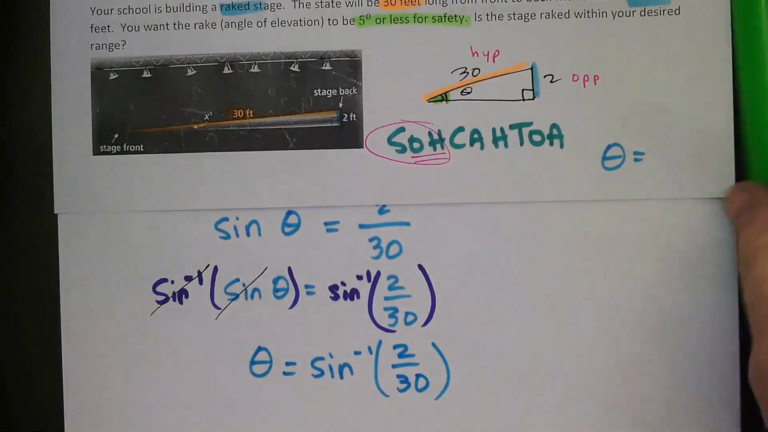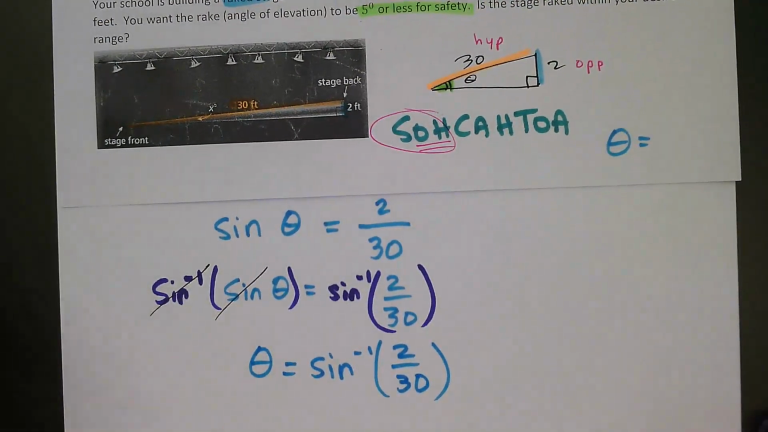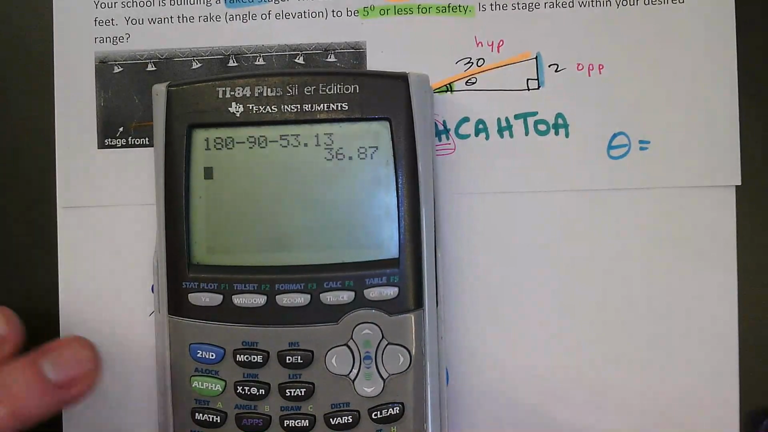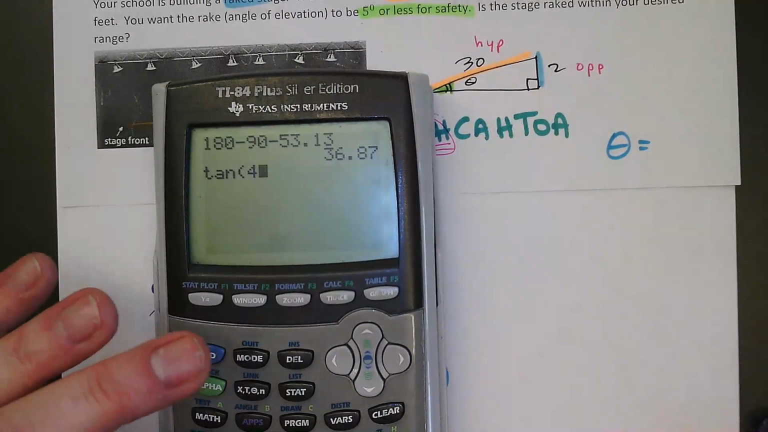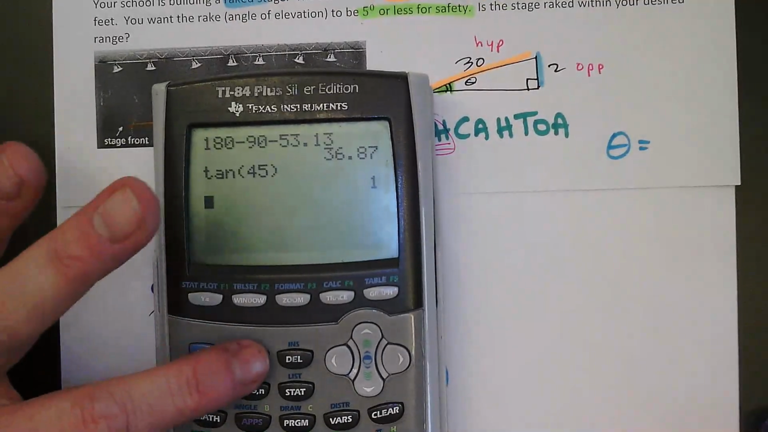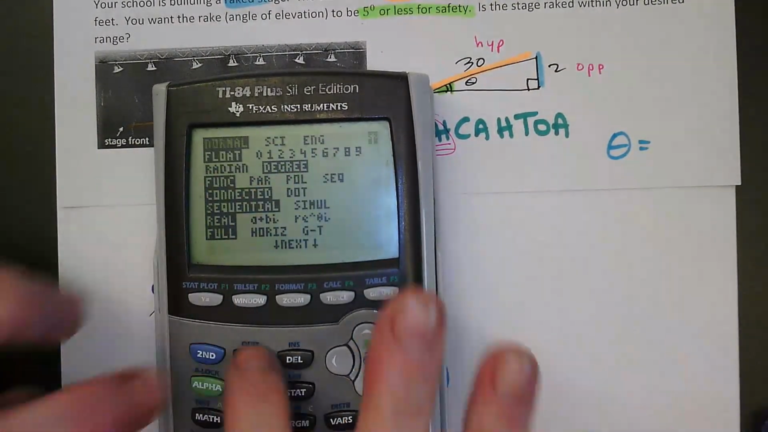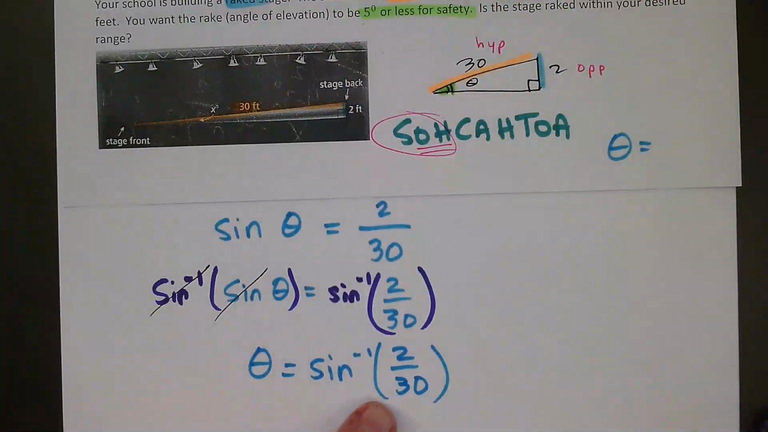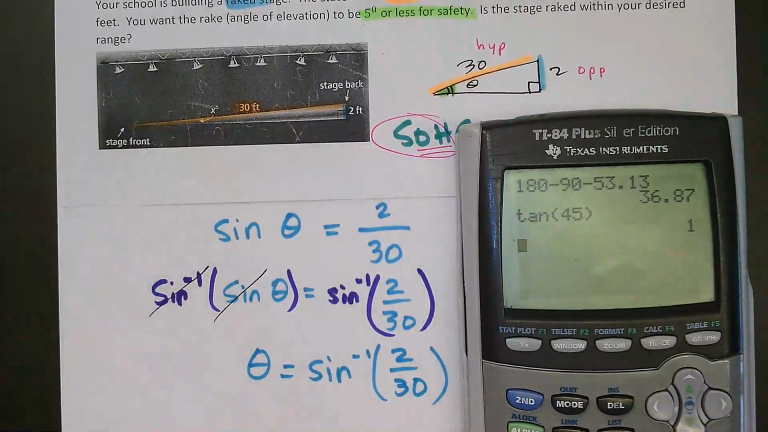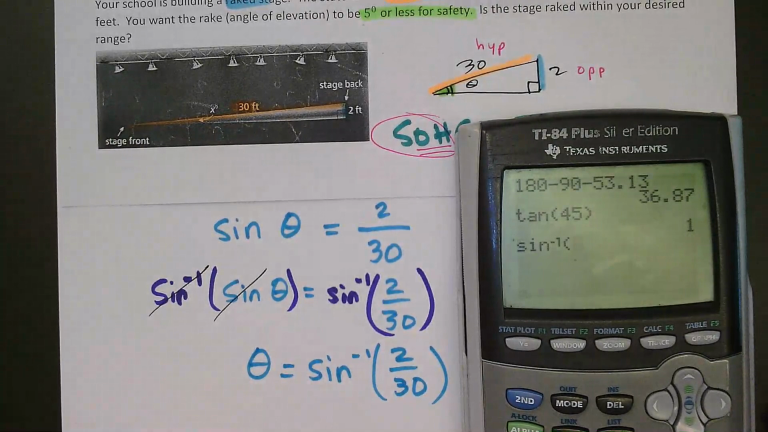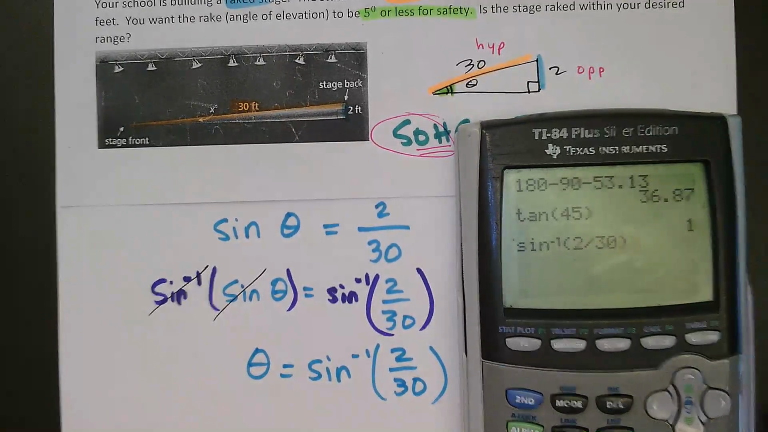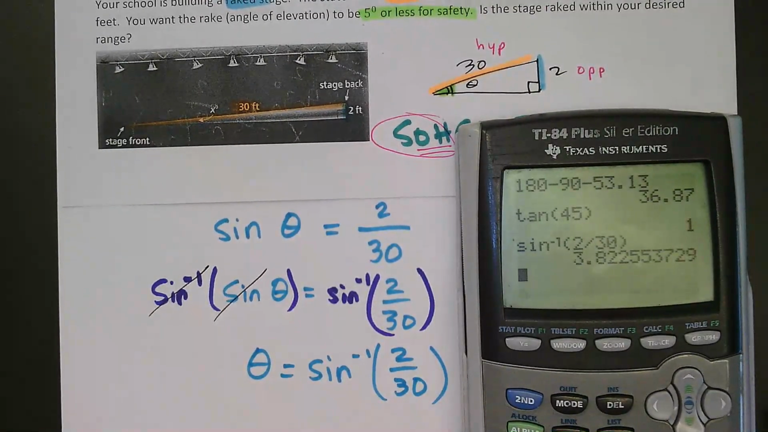So we just type that in. You want to make sure that you're in the right setting. I always check tangent of 45. Make sure the calculator gives me 1. Depending on your calculator setting, you can also just make sure you're in the right mode. I'm in degree. So again, I'm going to do the inverse sine of 2 over 30. It's a secondary feature, so I do need to do second, and then that sine, which looks like sine to the negative 1. 2 divided by 30. Hit enter, and that's about 3.8. So it's about 3.8 degrees.